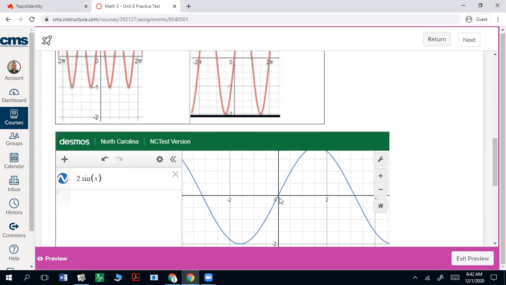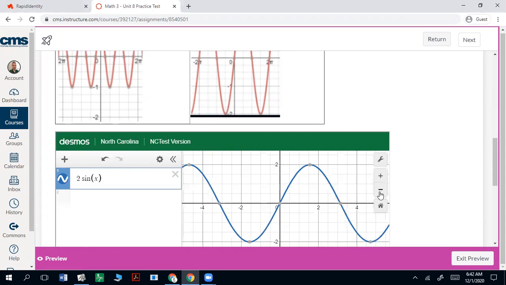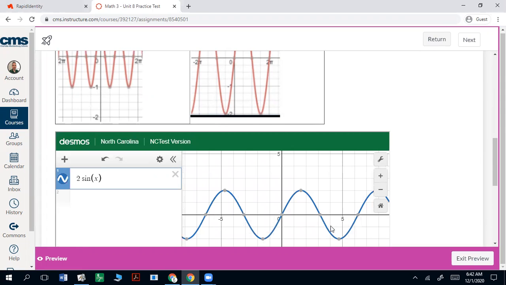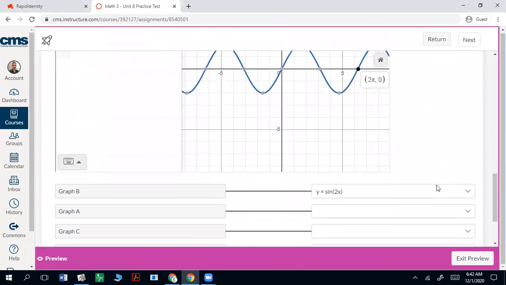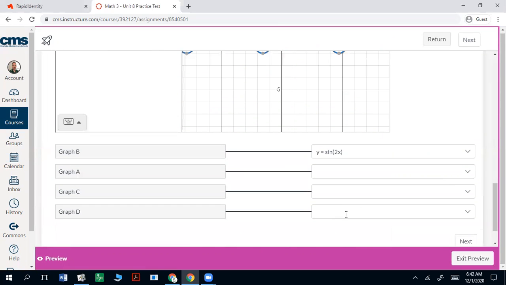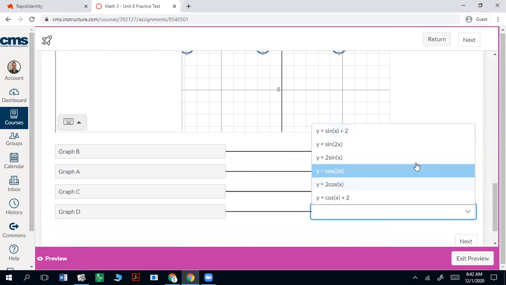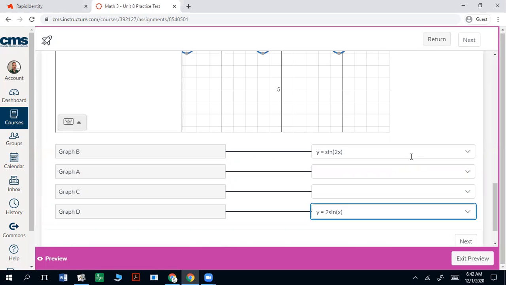Okay, again, crosses at the origin. Zoom out a little bit. Goes up, down, down, up, crosses here at 2 pi. So again, origin, up, down, up, crosses at 2 pi. That's graph D. So graph D is going to be 2 sine of x.